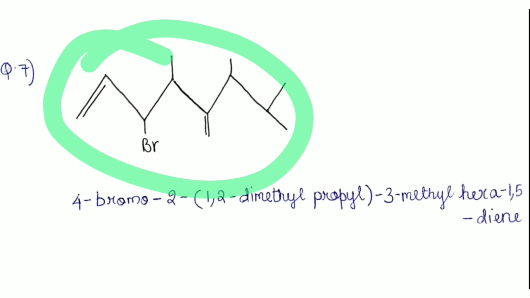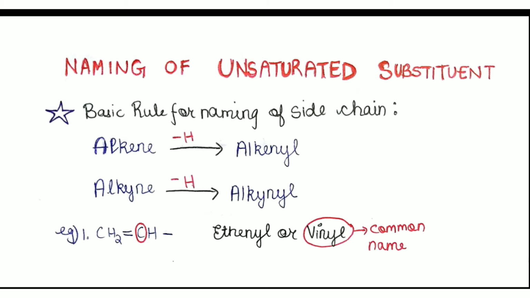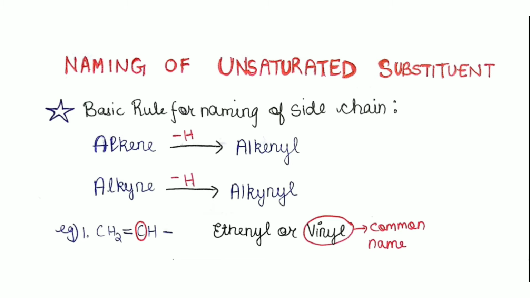Now we're coming to the new topic, that is how to name unsaturated substituents. Whenever you see an alkene or alkyne and you want to turn it into an unsaturated substituent, basically what you will do is subtract a hydrogen atom from their chemical formula and you're going to get your alkenyl or alkynyl. That's going to be the name of the unsaturated substituent.